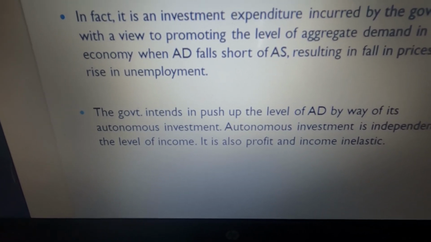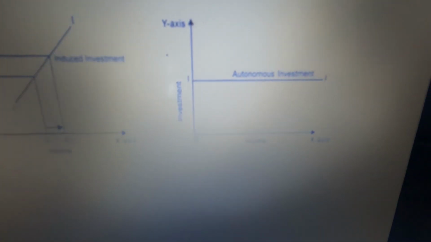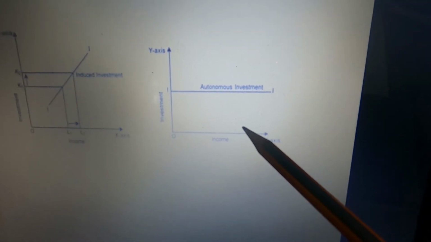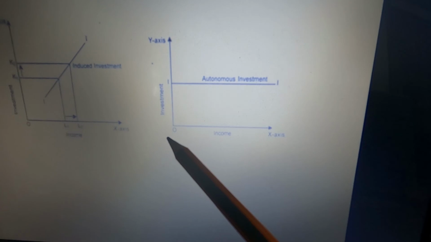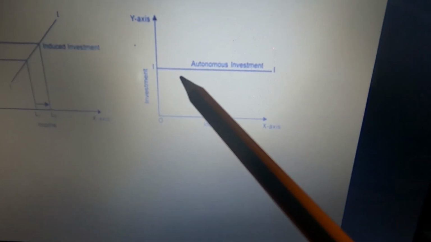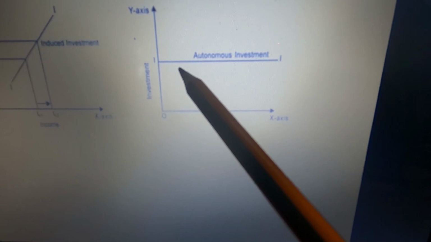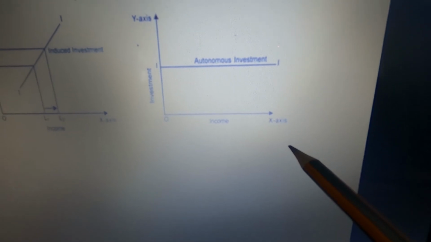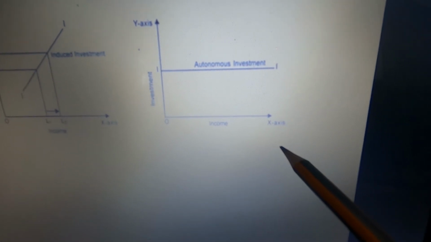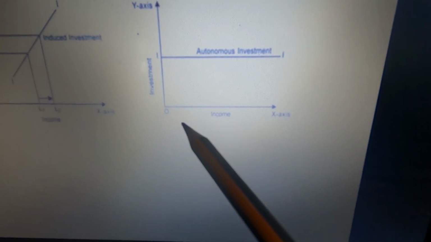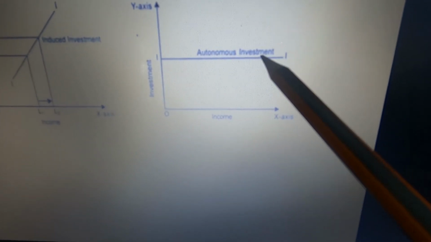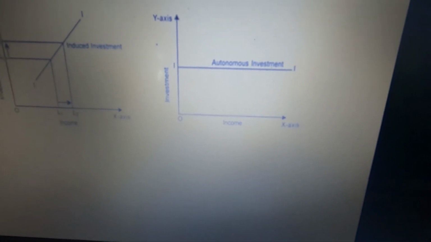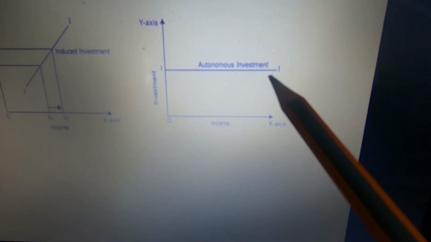Now we can see the diagrammatic presentation of autonomous investment here. So this is the diagram of autonomous investment. Here income is given, here investment is given, right? So we are getting a horizontal line which is parallel to the x-axis. Now what does it show? It shows that this autonomous investment is not related to income. Whether income is there or not, government will do autonomous investment.